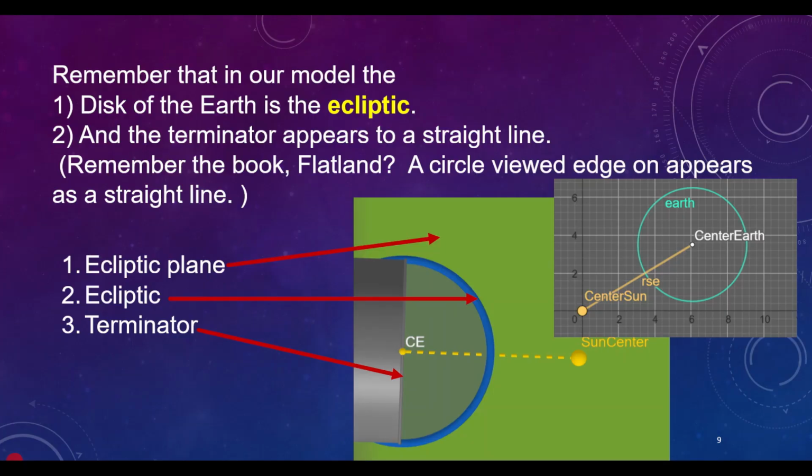So in conclusion from this session, there are a few takeaways. Everything on our screen in our model lies on the ecliptic plane. The disk of the Earth that we drew is the ecliptic. And the terminator appears to be a straight line. It's actually a circle, but if you remember the book Flatland, a circle viewed edge on appears to be a straight line. So in our model, when we draw the terminator, it's going to pass through the center of the Earth, and we're going to draw it as a straight line.